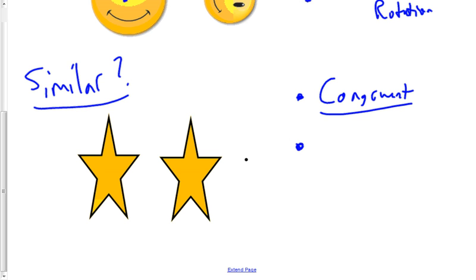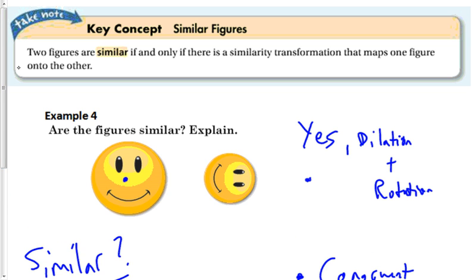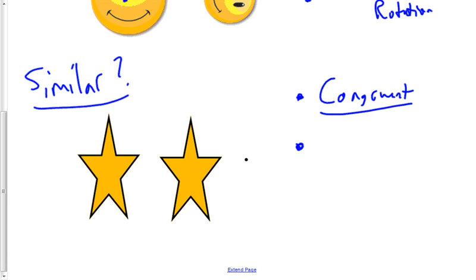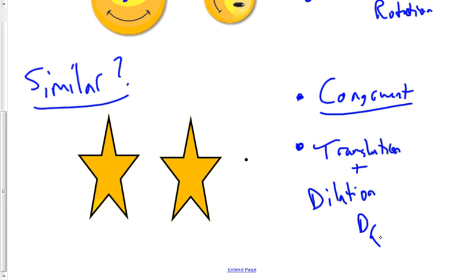Similar, let's look up here. Two figures are similar if and only if there's a similarity transformation that maps one figure onto another. There's debates both ways. But if you say that they are similar, you'd have to have a scale factor for a dilation. And if you're saying the dilation, you could say a translation first. But then you can say a dilation of the scale factor would be 1.